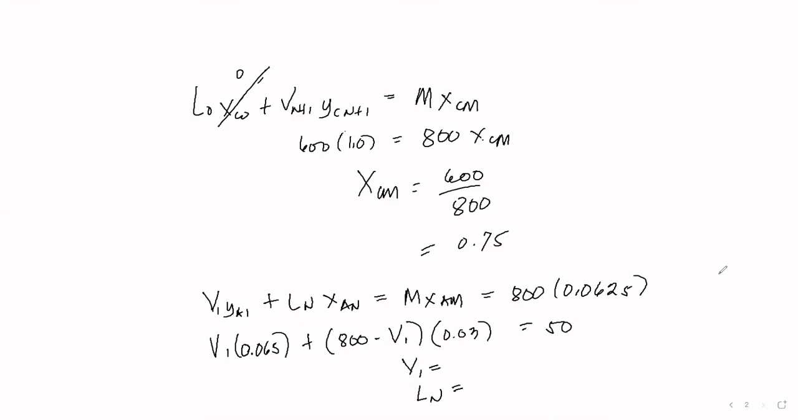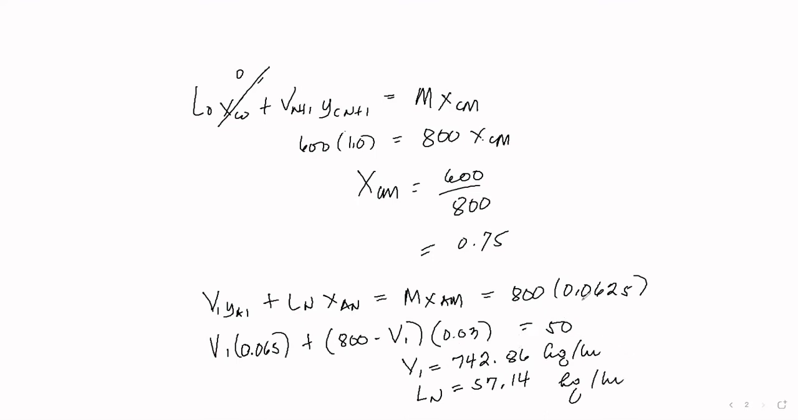Katrina, your V1, this is the V1, the 742. Okay, thank you. 742.86. So you just subtract 742.86 from 800. So that would be 57.14. The units given in the problems are kilogram per hour. So these are already the answers.